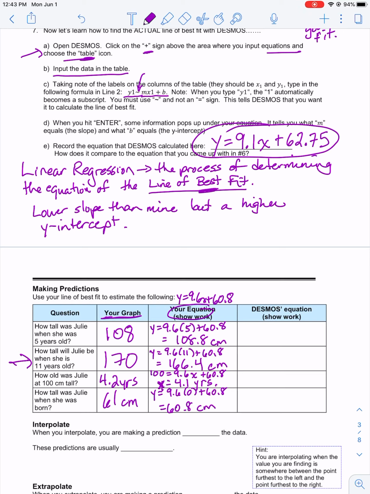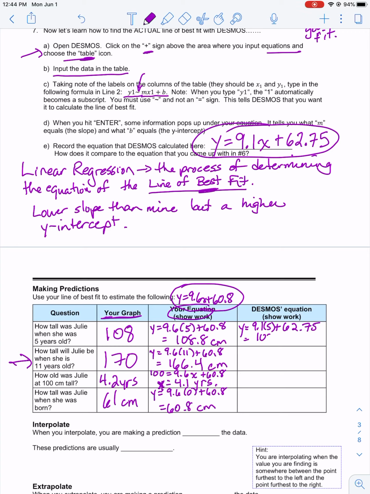Okay, so these are predictions according to my attempt, my human attempt of finding the equation of line of best fit, but technology gives us the actual line of best fit, and we can do all the same stuff. So now we want x equals 5. Let me take that x out of there and put a 5 in. So 9.1 times 5 plus 62.75.